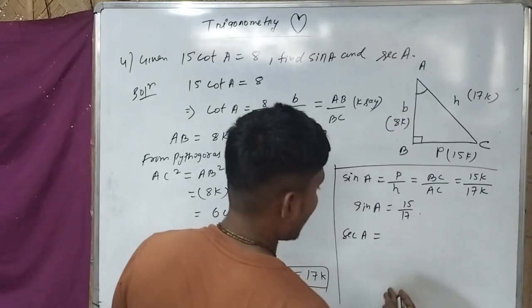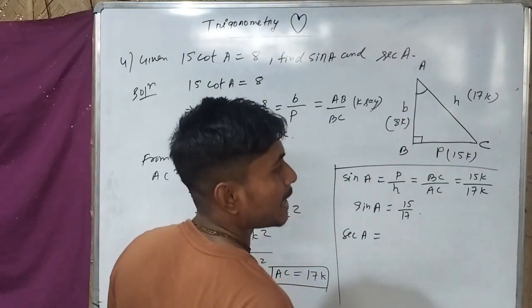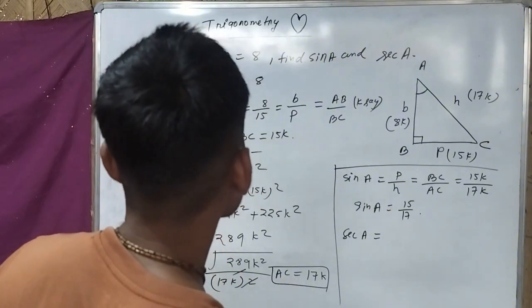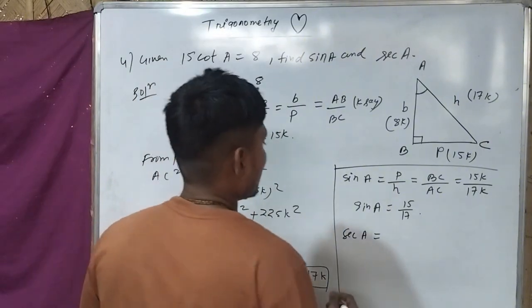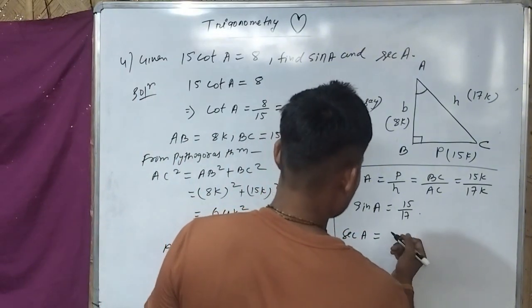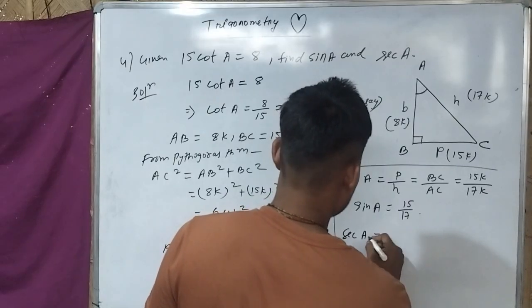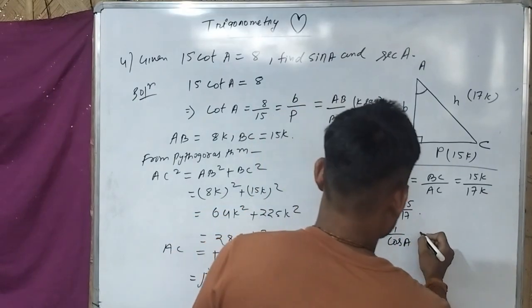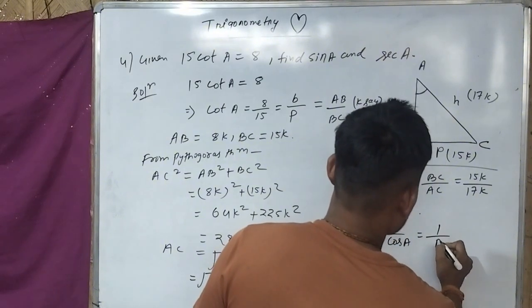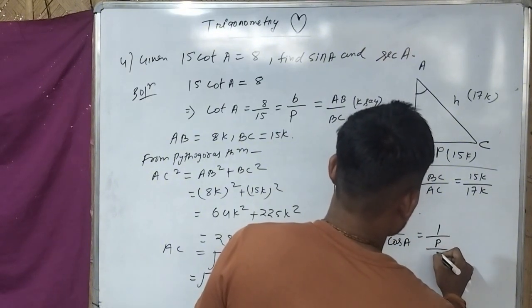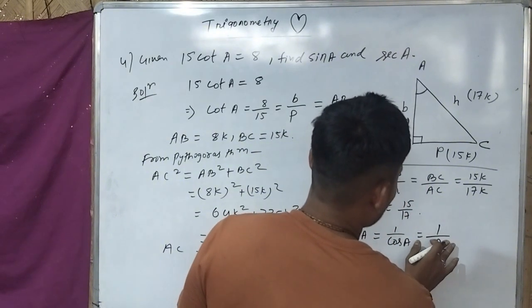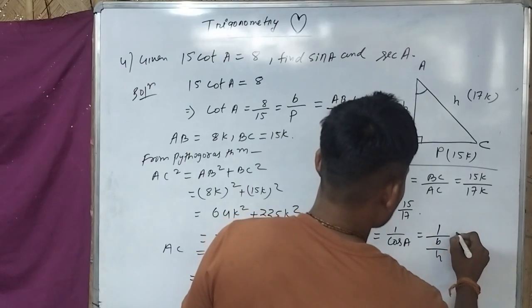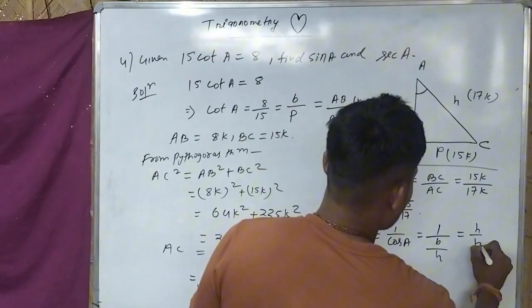Sine cos tan, cosec sec cot. Sec means 1 by cos A. Cos A formula is base by hypotenuse. So it will be hypotenuse by base.